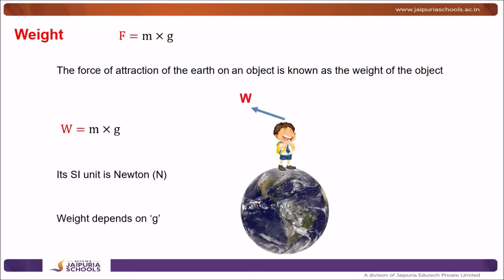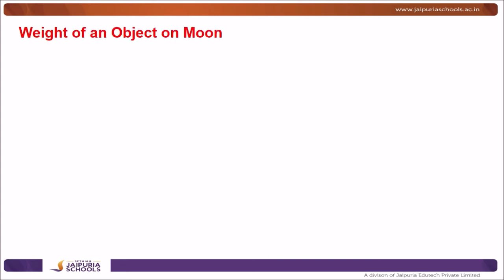It means if your weight on the earth is W, that is capital W, then it is possible your weight on another planet or on the moon will be different. That is why I'm showing your weight on the moon by small w. So students, from the concept of weight, we can understand that our weight on the earth and on the moon will be different. But the question is, how can we measure that difference in our weight on the moon? So let's discuss the weight of an object on the moon.